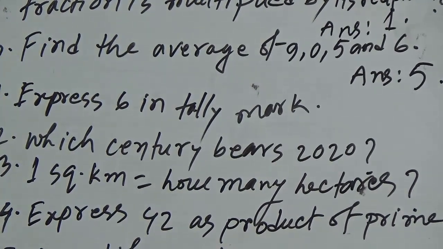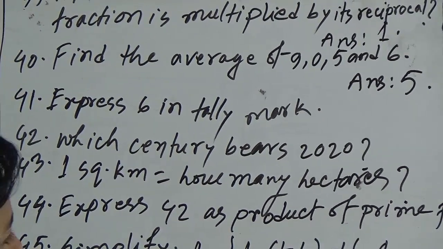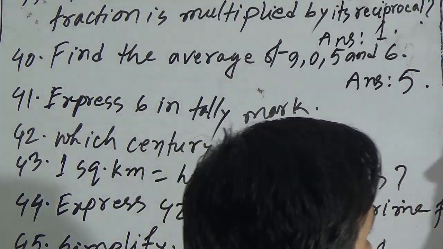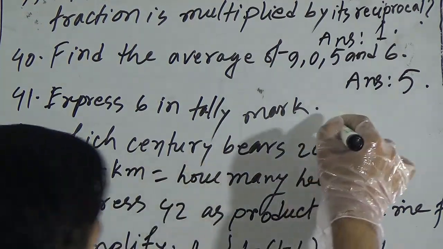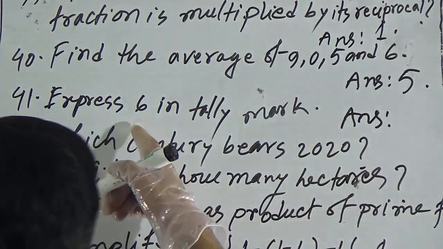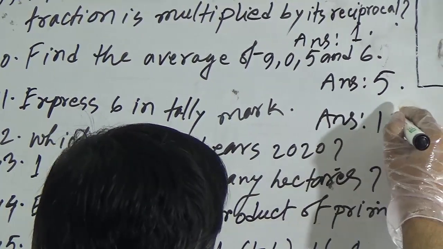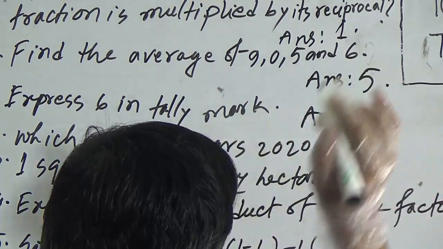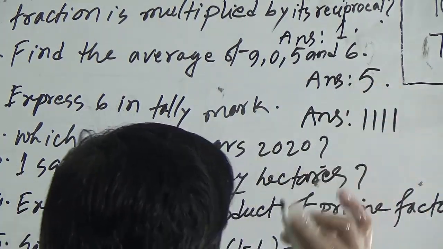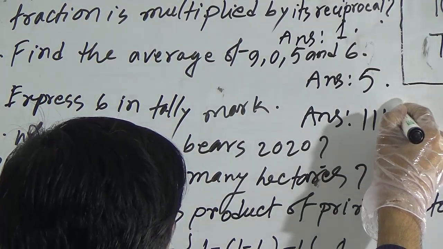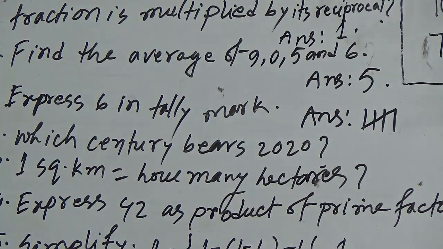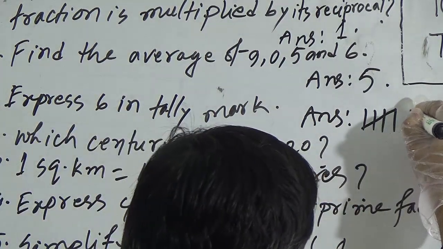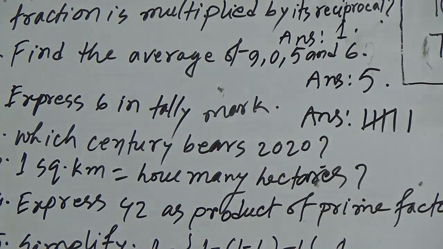Now question 41. Express 6 in tally marks. I think all of you know how to give the tally mark answer of this question. If the tally is 1, we have to give 1 line. If it is 2, we have to give 2 lines. If it is 3, we have to give 3 lines. If it is 4, we have to give 4 lines. But if it is 5, then we have to give a line across. Then if it is 6, we have to give another line. This is the expression of 6 in tally marks.